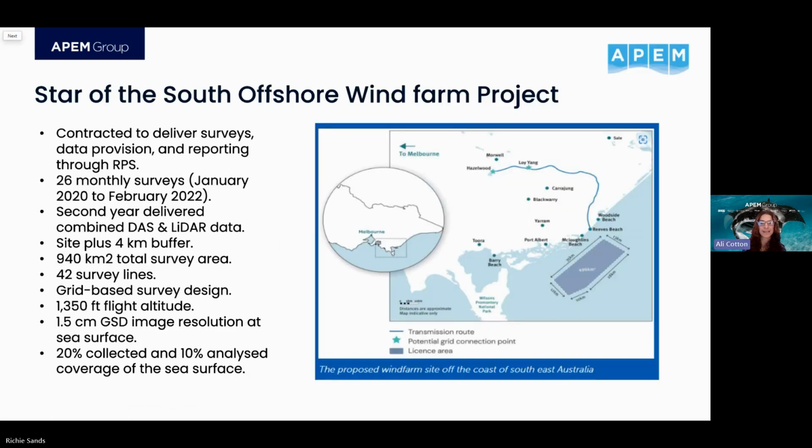So a quick example of this in action is Star of the South project, which was the first Australian offshore wind farm to conduct baseline surveys. So for this project, we provided 26 monthly surveys, with the first year being DAS only, and the second year combining our DAS system with our LiDAR system, which we've developed to accurately reflect bird flight heights. So the site and a 4-kilometre buffer were surveyed using a grid-based design of 20% collected coverage and 10% analysis. Slide, please.